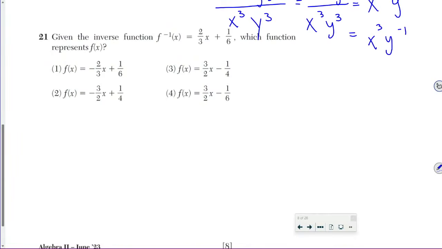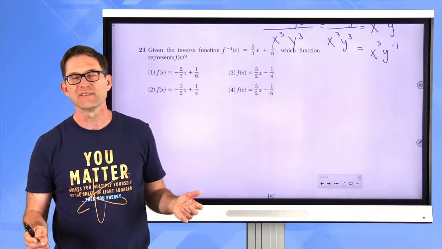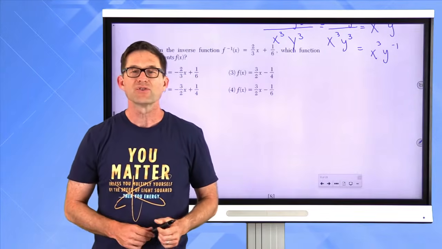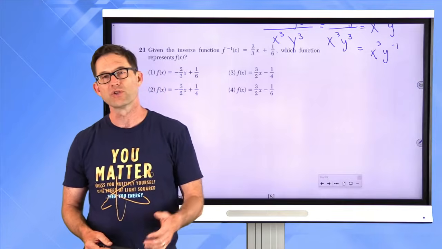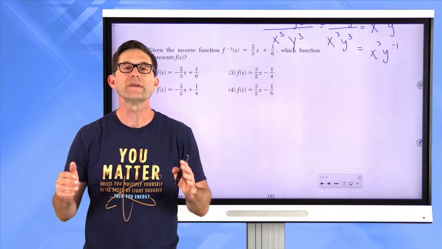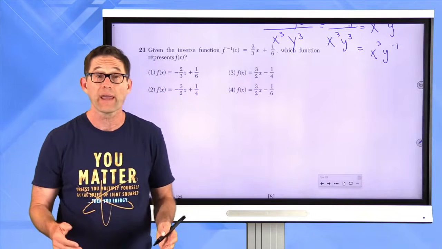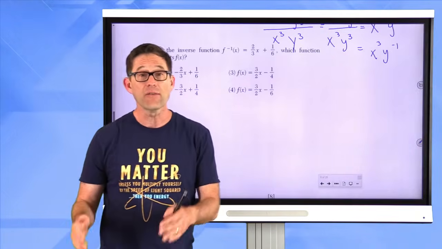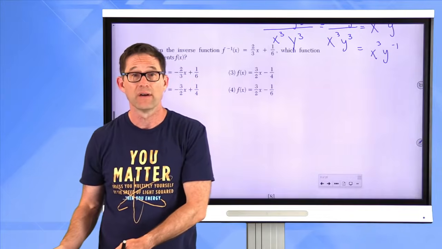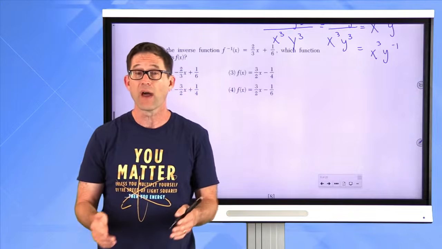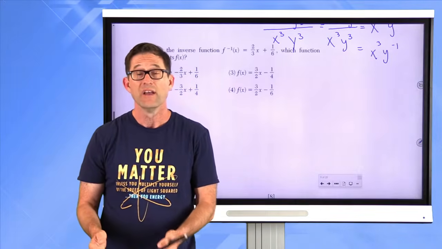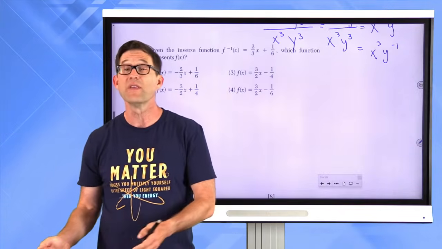Given the inverse function f inverse of x equals 2/3 times x plus 1/6, which function represents f of x? All right, I hate it when they do this. This is so stupid. All right, so they gave you the inverse and they want the original function. You're going to do exactly the same thing as if they had given you the function and they asked you for the inverse. Why? Because the inverse of the inverse is the original function. If you have a function that has an inverse function, then the inverse of that function will be the original one.